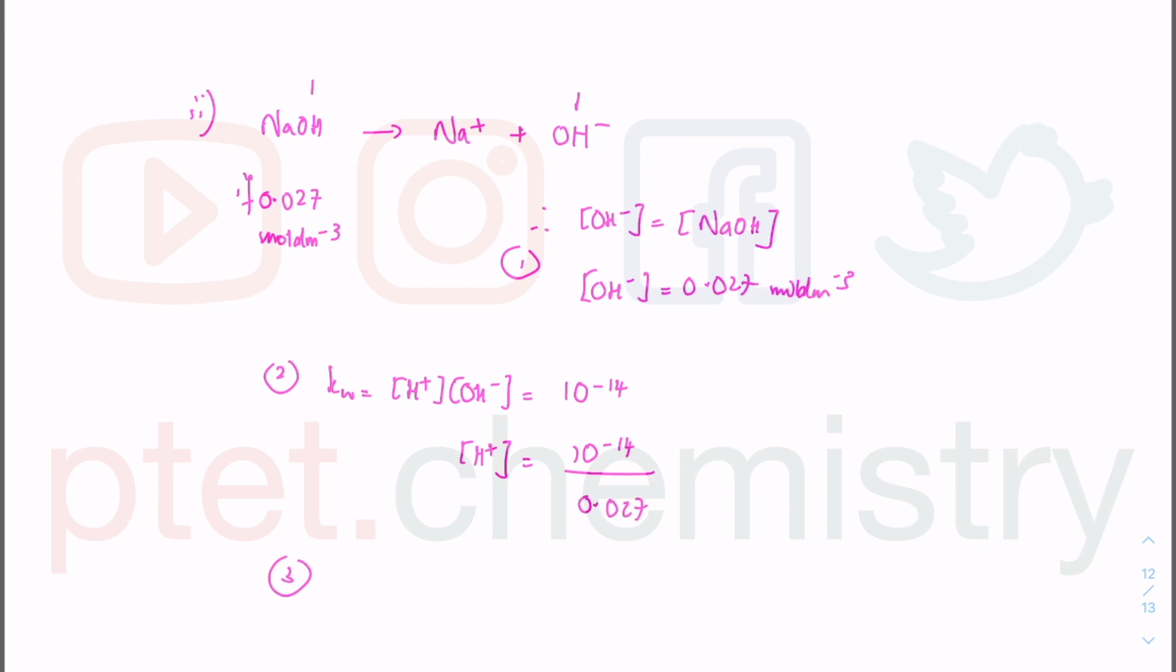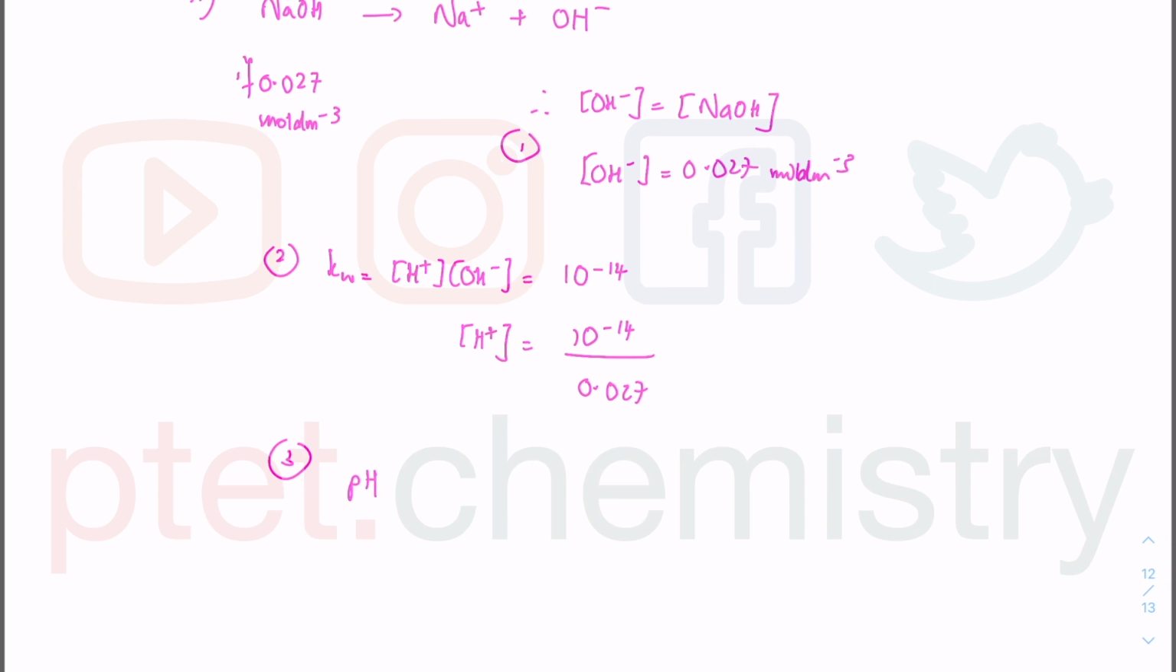And then last but not least, we know from our first expression in the first part of the question, pH equal to minus log 10 of H plus. So this particular answer from the previous part, you take the minus log 10 of it and press that onto your calculator, you get 12.431.